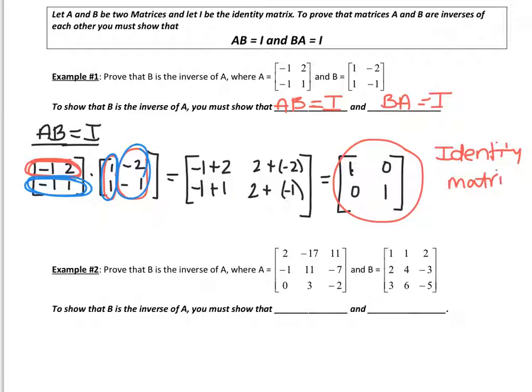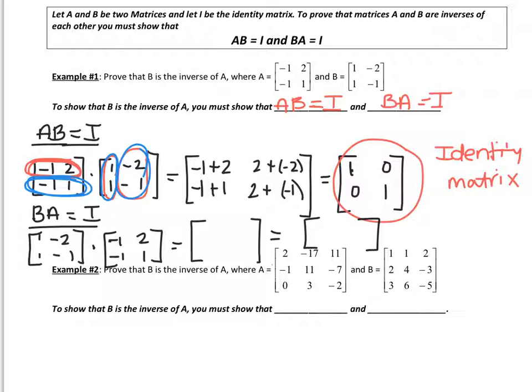So far, so good. We now have to check the other side. We have to check that B times A equals I. So we're going to take B, which is 1, 1, -2, -1, and we're going to multiply it by A, which is -1, -1, 2, 1, and see what happens. So if we multiply these, we should get the identity matrix.